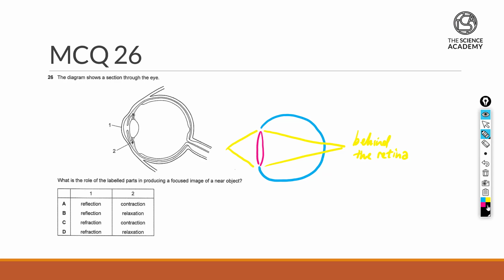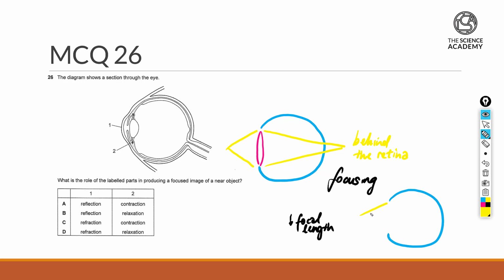And we have to undergo the corrective process known as focusing. And by focusing, what will happen here is that the focal length will actually be decreasing. We're looking for a decrease in focal length. So instead of focusing behind the retina itself, it will now actually be focusing on the retina.